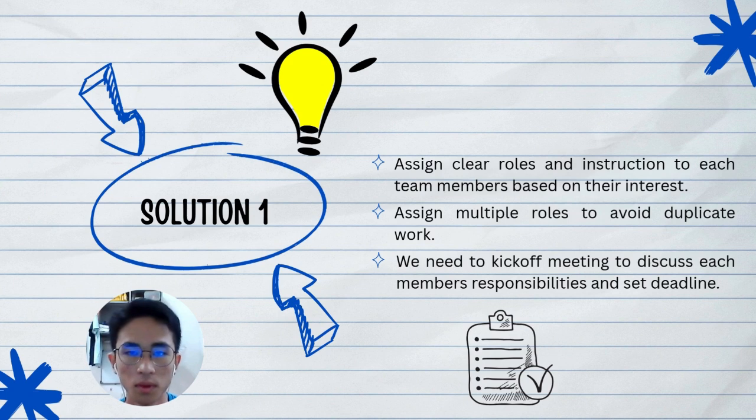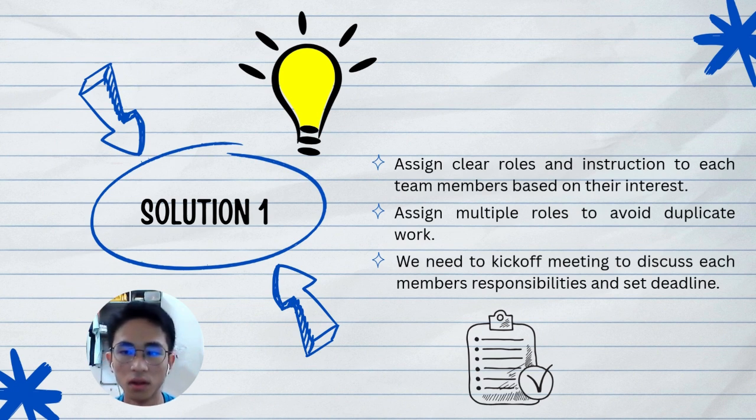Based on the challenge that I mentioned before, we will now have some solutions for it. The first solution is, before we start the website design, we need to assign clear roles and instructions to each team member based on their interests. For example, we need a content creator to write and organize all the text and media, or maybe a designer to handle layout, visual aesthetics, and branding, a developer or technical lead to set up the site structure, hosting, and functionality, and also a project manager to coordinate the tasks and timelines.